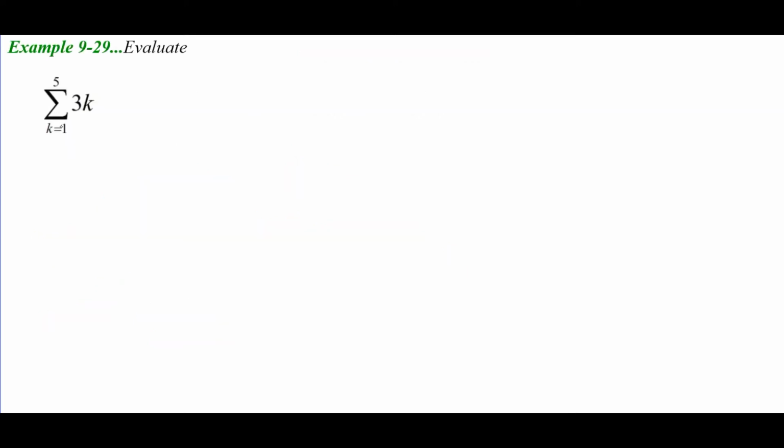This one says find the summation of k equals 1 to 5 using this sequence 3k. So what this means is that we are going to start with k equals 1 and we're going to plug 1 in for k. So we're going to go 3 times 1 plus, and then k equals 2, so 3 times 2. Plus, and then k equals 3, so 3 times 3. Then k equals 4, so 3 times 4. Next, k equals 5, so 3 times 5.